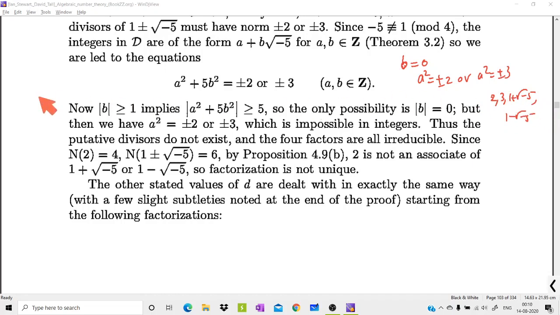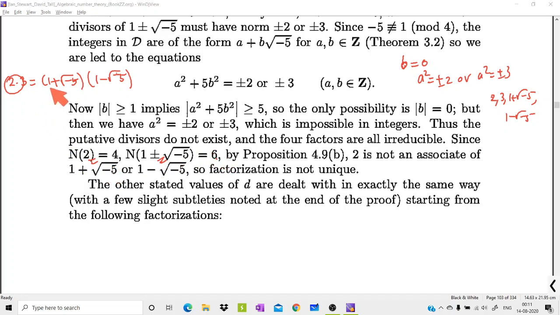That means we have proved that these numbers 2, 3, 1 plus root minus 5, 1 minus root minus 5 are all irreducibles. But we have the expression that 2 into 3 is the same as 1 plus root minus 5 times 1 minus root minus 5. So this is the expression as a product of irreducibles. In order to have a unique factorization, we need 2 to be an associate of one of these. But we know that the norm of 2 is 4 and the norm of this is 6.